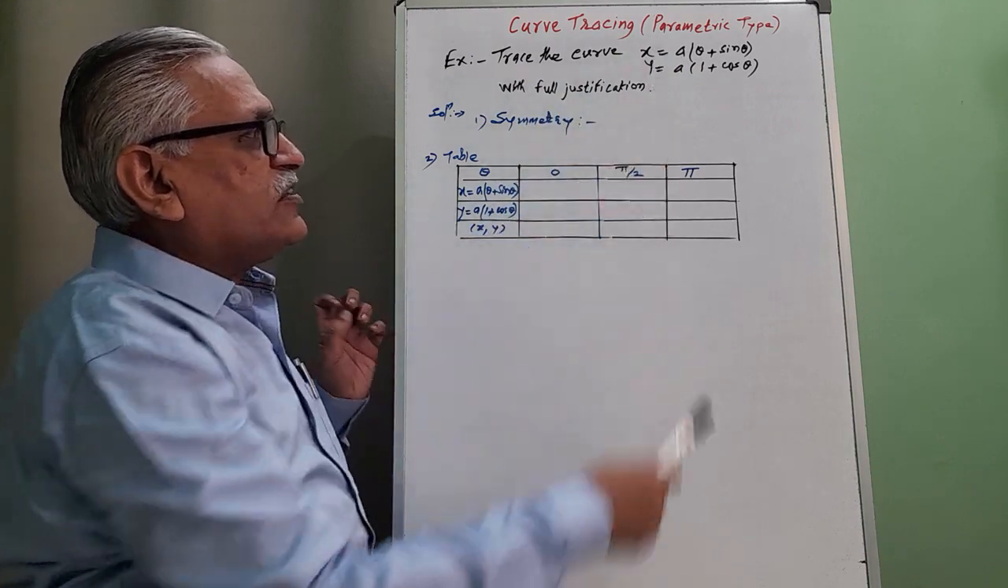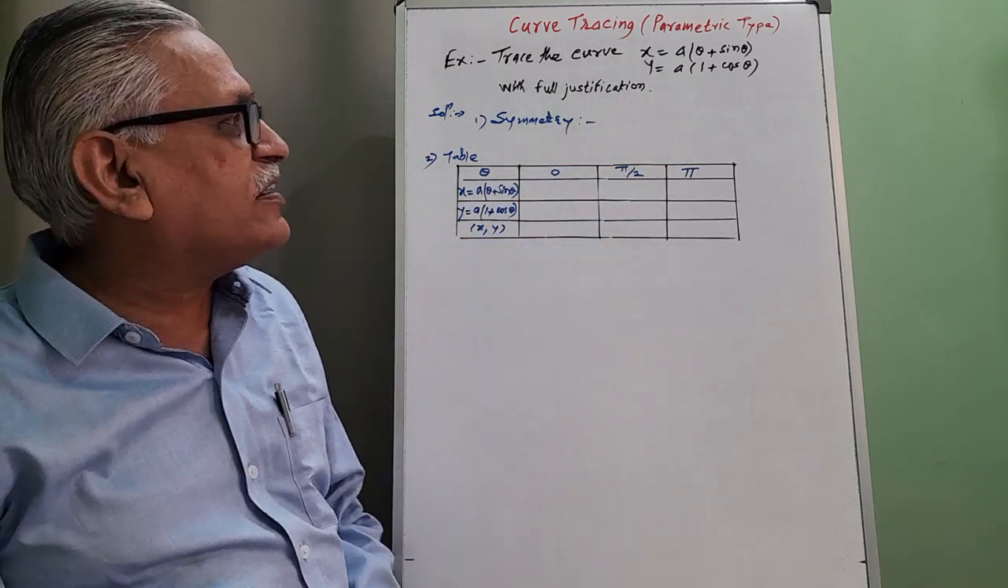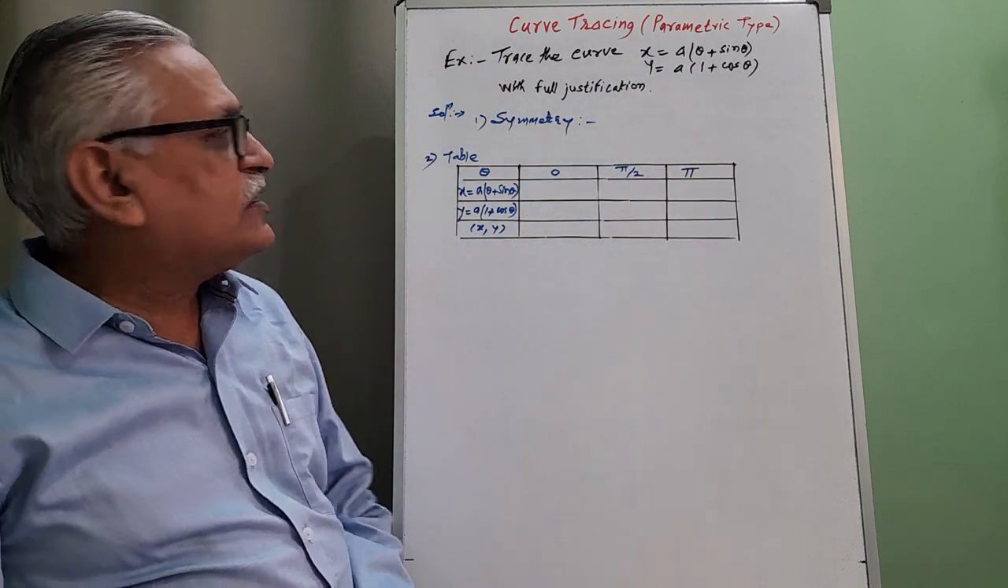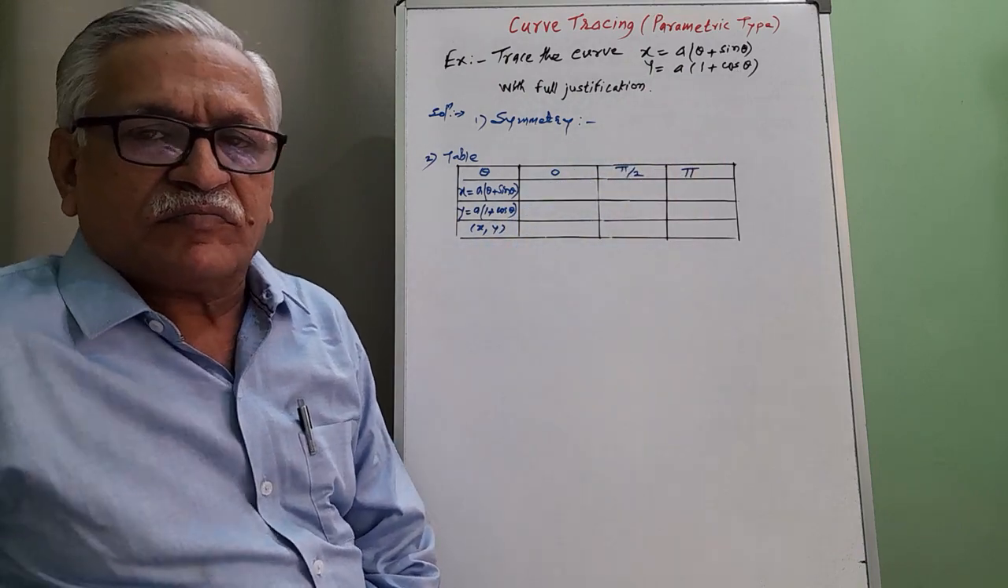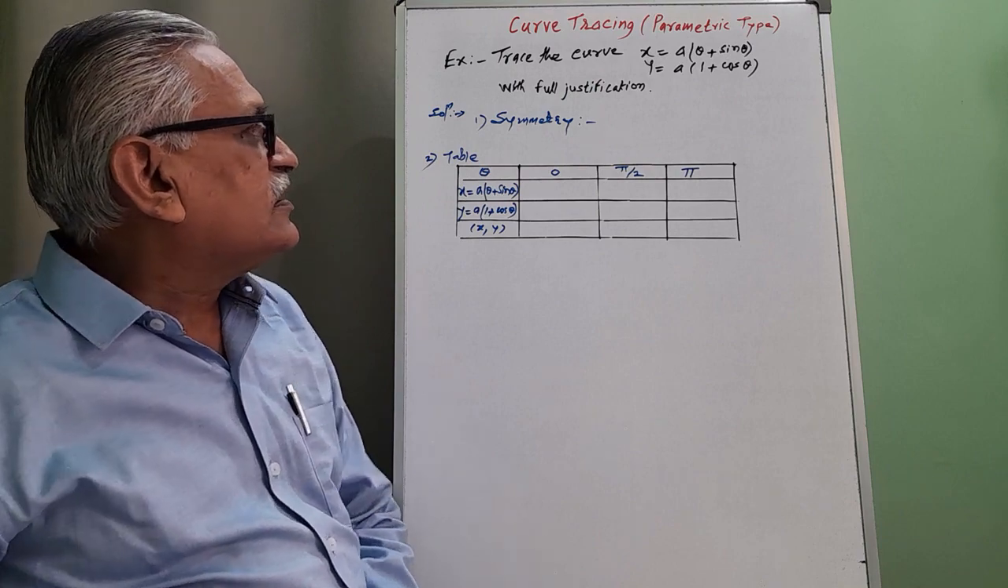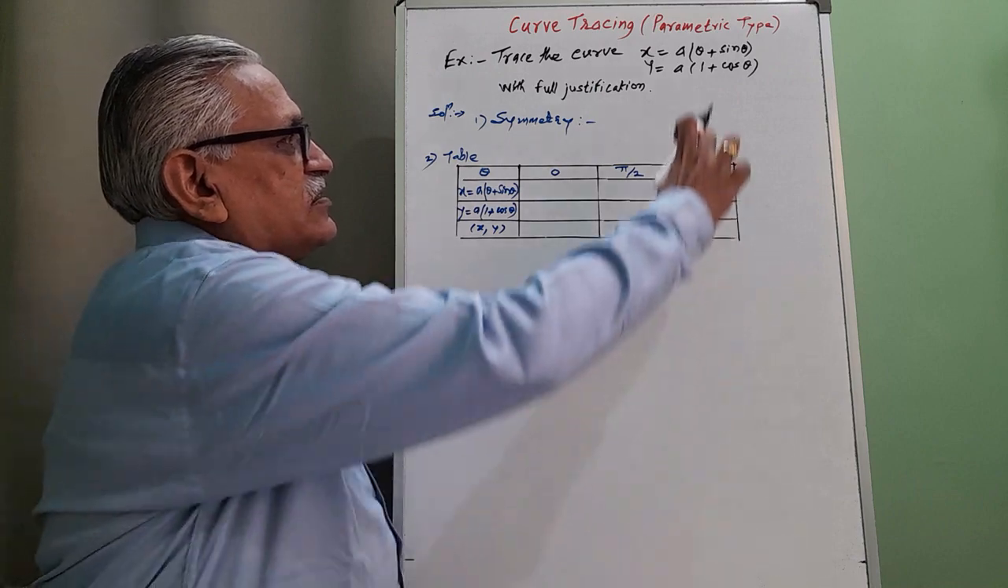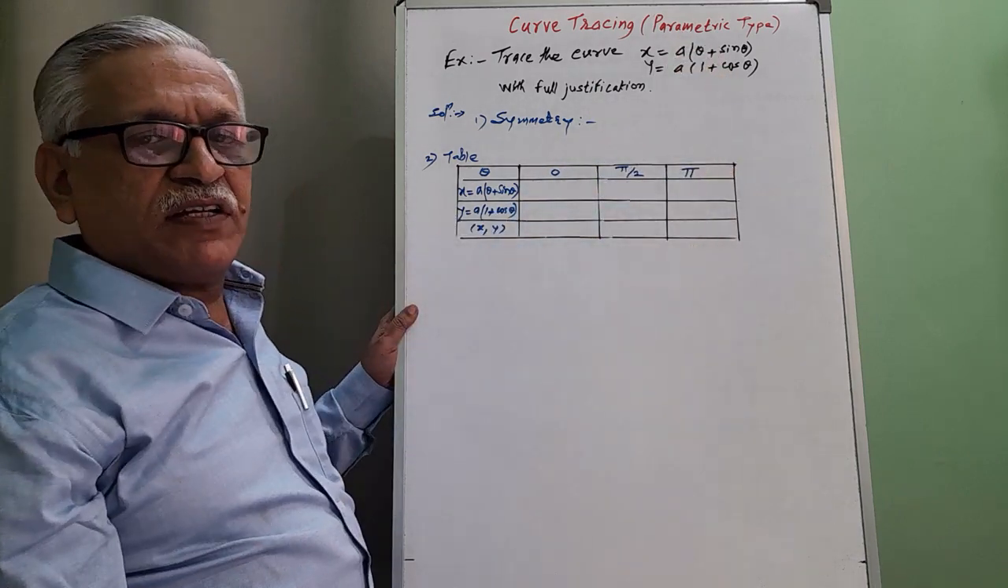Trace the curve x is equal to a into theta plus sin theta, y is equal to a into 1 plus cos theta with full justification. Therefore, as it is parametric type, x and y are functions of a third variable, the parameter theta.